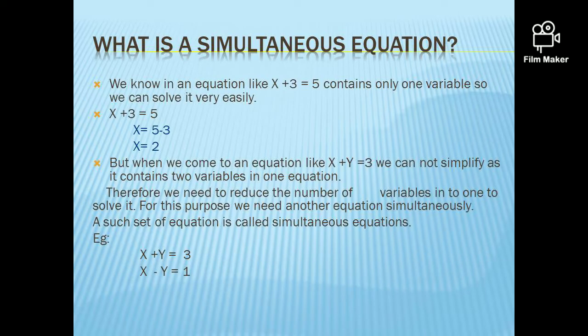What is a simultaneous equation? We know that if you get an equation like x + 3 = 5, it contains only one variable. Therefore, you can easily solve it and obtain the answer as shown below.